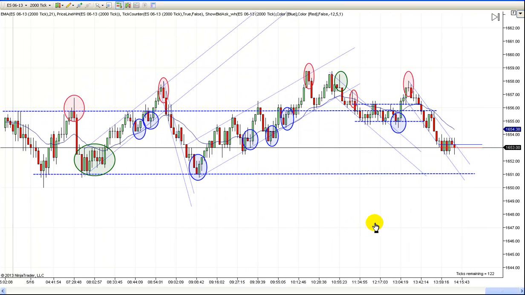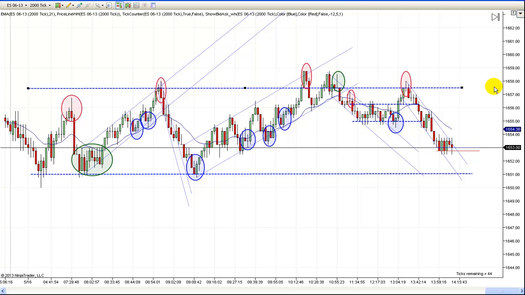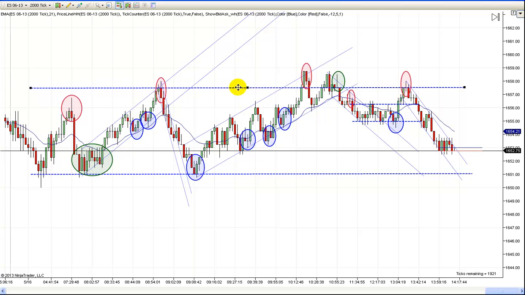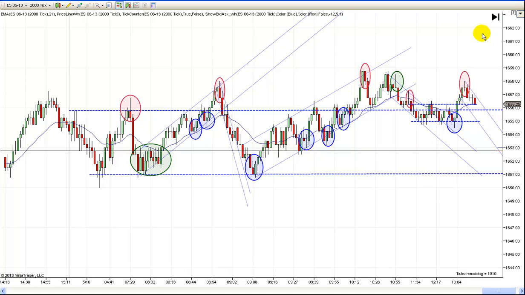But this is definitely a range day. It's obvious that you've got a range pretty much right between 1657.50 or so down to 1651. That's what I would call it, and you might have even called it up here, same thing. 58 down to 51, about a 7-point range there. But like I said, this is where I started this morning. So let's go back and talk about the trades.